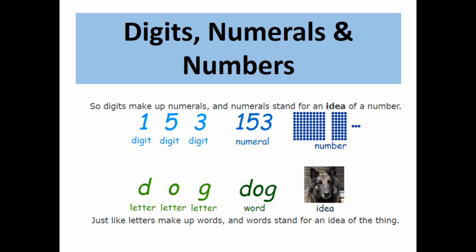So it's like letters. So for example, if we are going to spell out the word dog, okay? So D-O-G stands for the letters, okay? Letter D, letter O, and letter G. So if you are going to comprise those letters together, then we will form a word, which is the dog. So the idea of the dog, we can imagine, is what we call the number. Okay, so just like letters make up words and words stand for an idea of a thing. So mao na siya ang difference atong digits, numerals, and numbers.